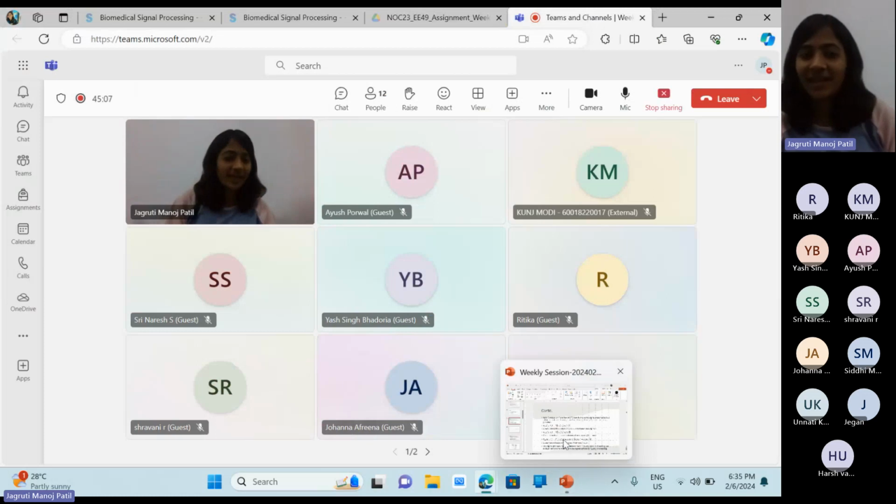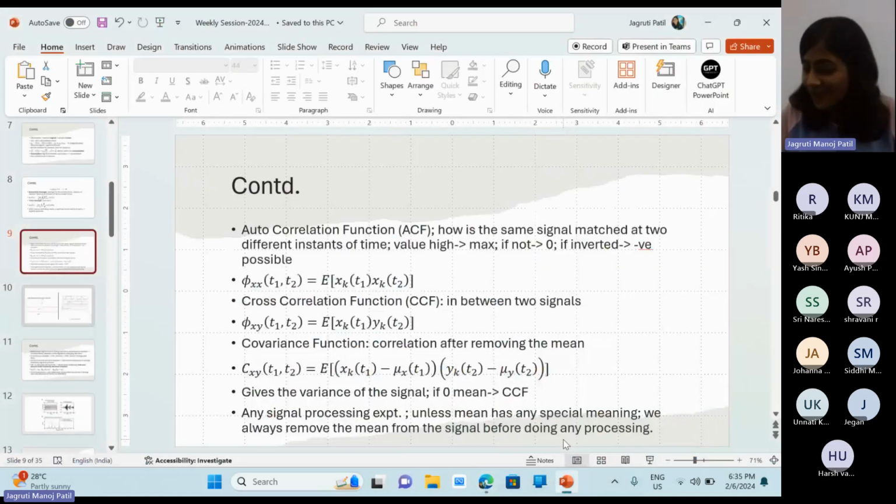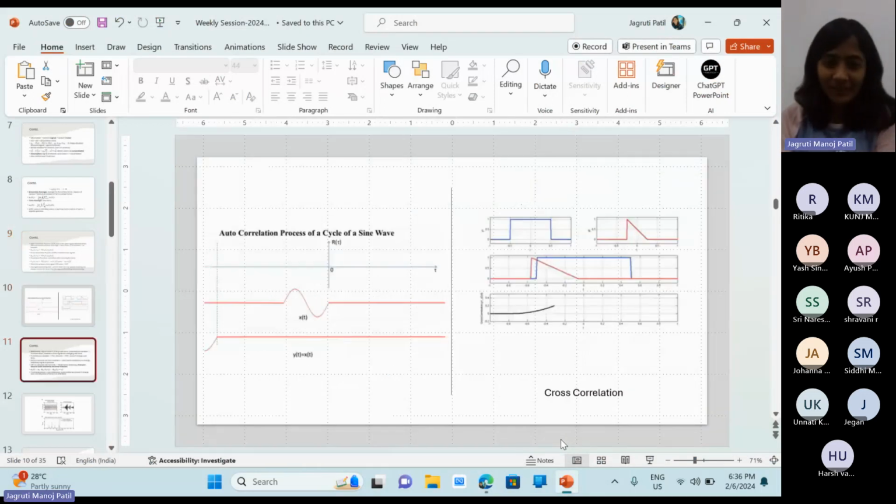Okay, I suppose all of you got the thing, or if you didn't, you can add it into the chat box as well.